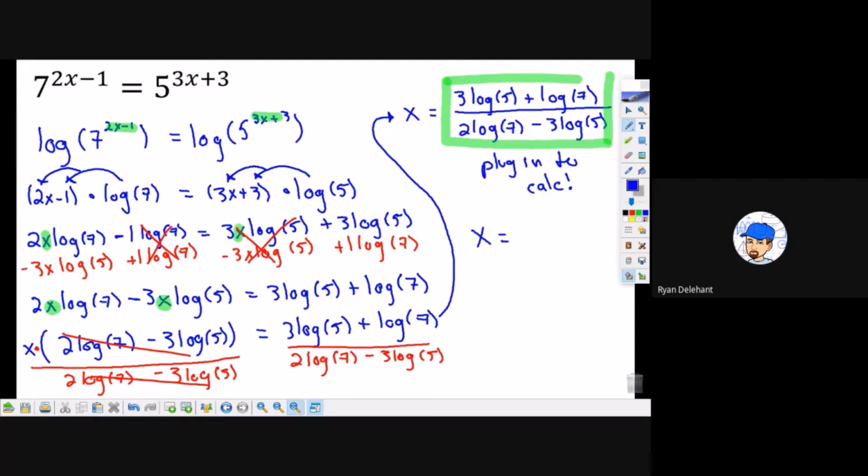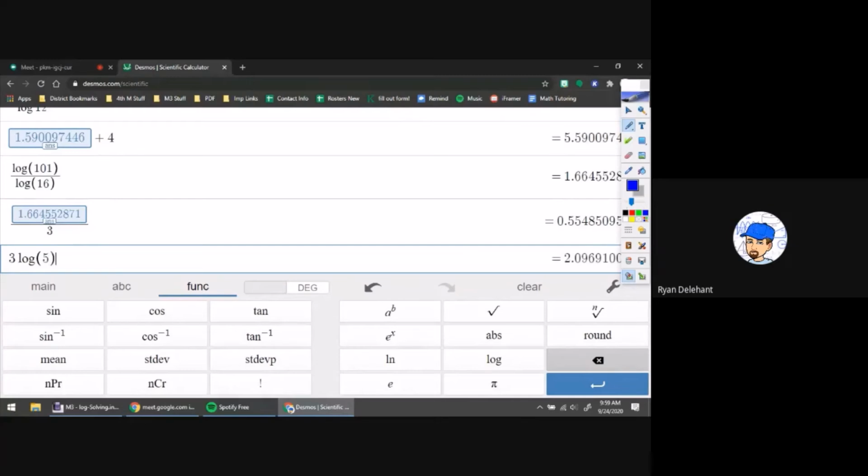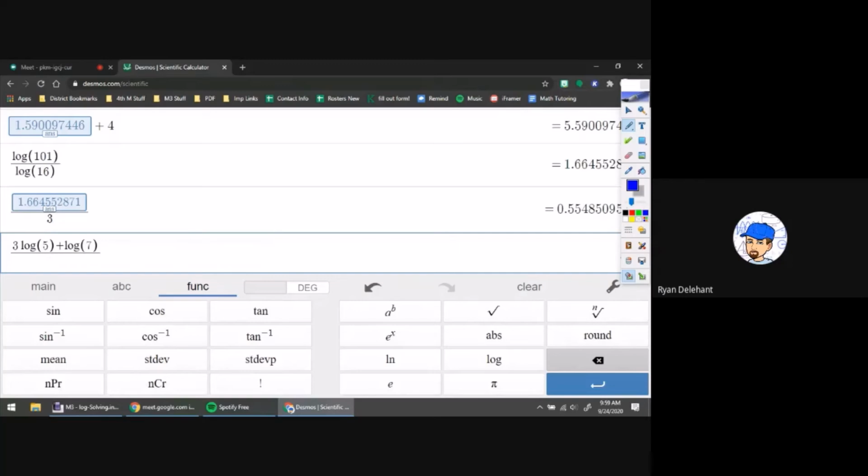And this is where having this Desmos scientific calculator is going to be mighty handy, because this is a really complicated expression to get plugged into the calculator, but I can make it look exactly like what I have written on the paper in Desmos. So let's see if we can get that plugged in. So 3 log of 5 plus the log of 7. Let's keep parentheses around. That's the numerator. I'm going to highlight all of this, hit divide, and let's give me a nice division bar.